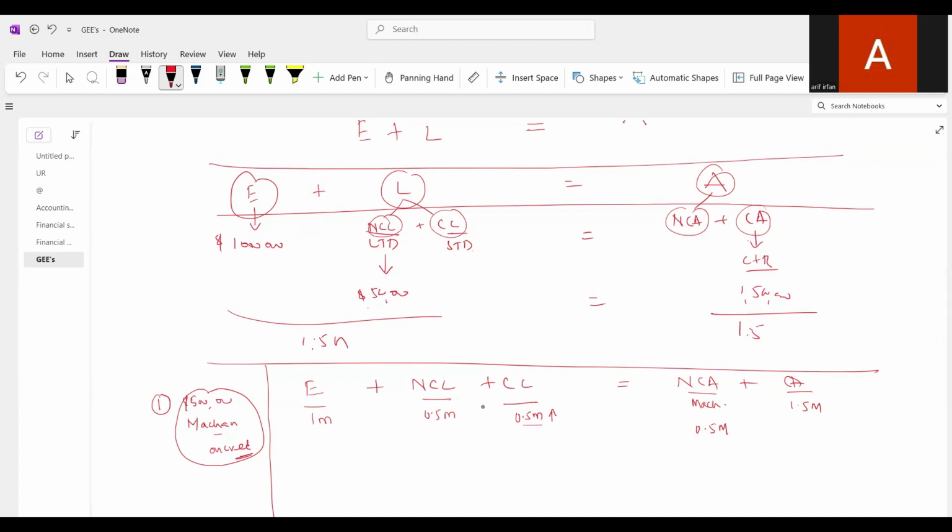Now you see what happened. What is the total now? 1 million, 0.5 million, 0.5 million. The total of equity and liability is how much?